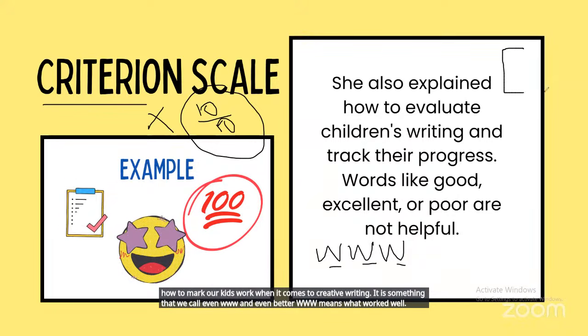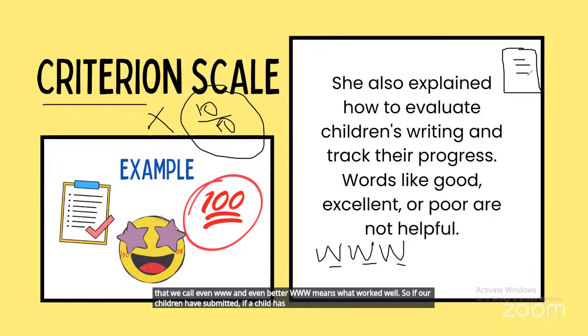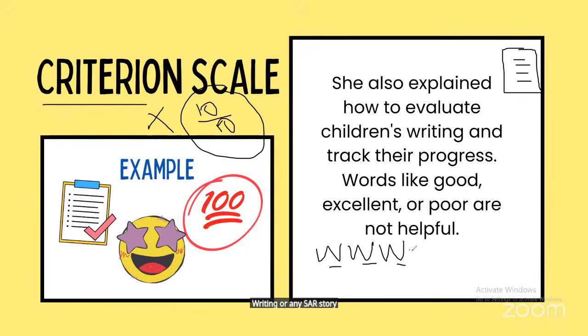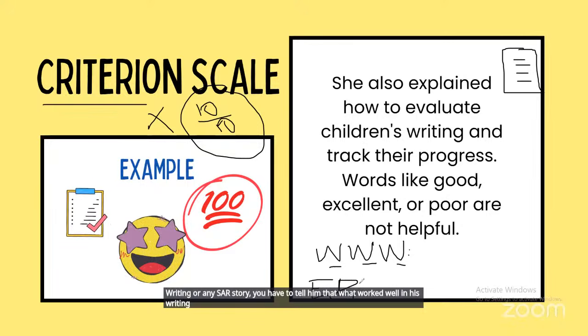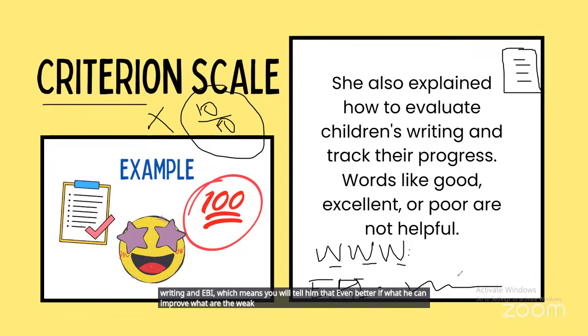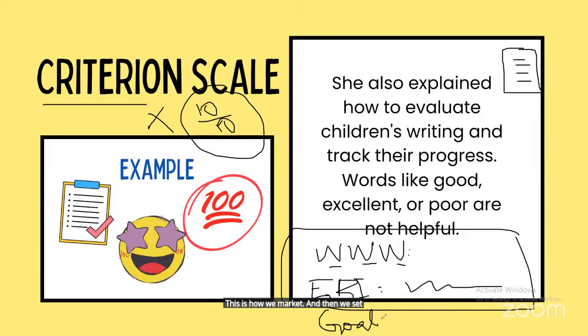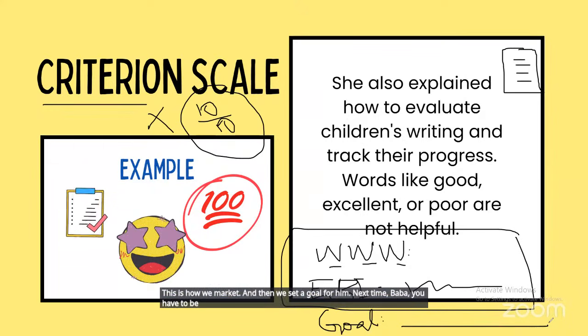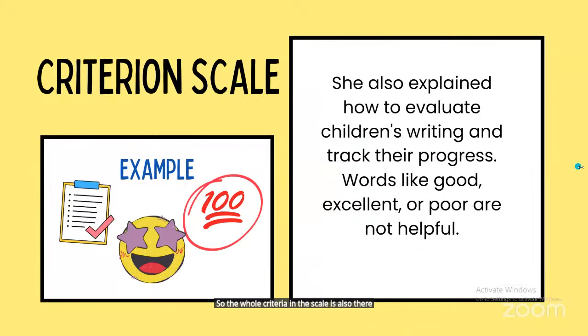So if a child has submitted a piece of writing or any essay or a story, you have to tell him what worked well in his writing. And EBI, which means you will tell him even better if, what he can improve, what are the weaknesses and strengths of his writing. This is how we mark it, and then we set a goal for him. Next time, Baba, you have to be careful about this and consider adding or removing this thing from your writing. So the whole criterion scale is also there in the system which Ross Wilson has given us.